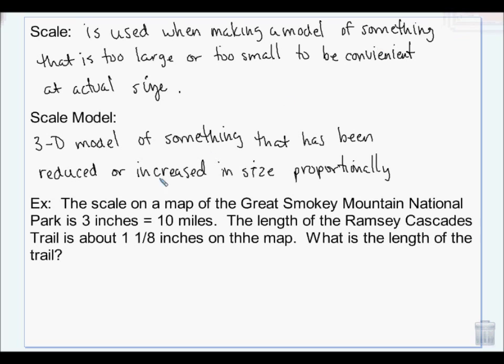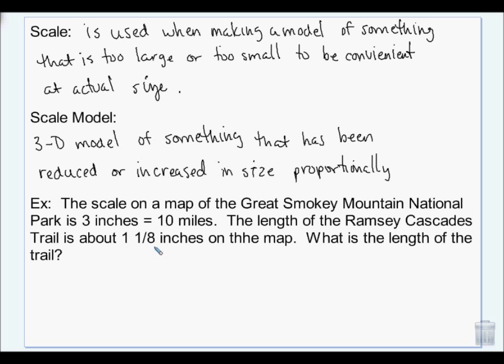The most common reason you would use scale is maps. And it says like 3 inches equals 10 miles. That's the scale. So every 3 inches on that map is equivalent to 10 miles in the real world. And the length of the Ramsey Cascades Trail, if you look on the map and you measured it, is 1 1/8 inch.